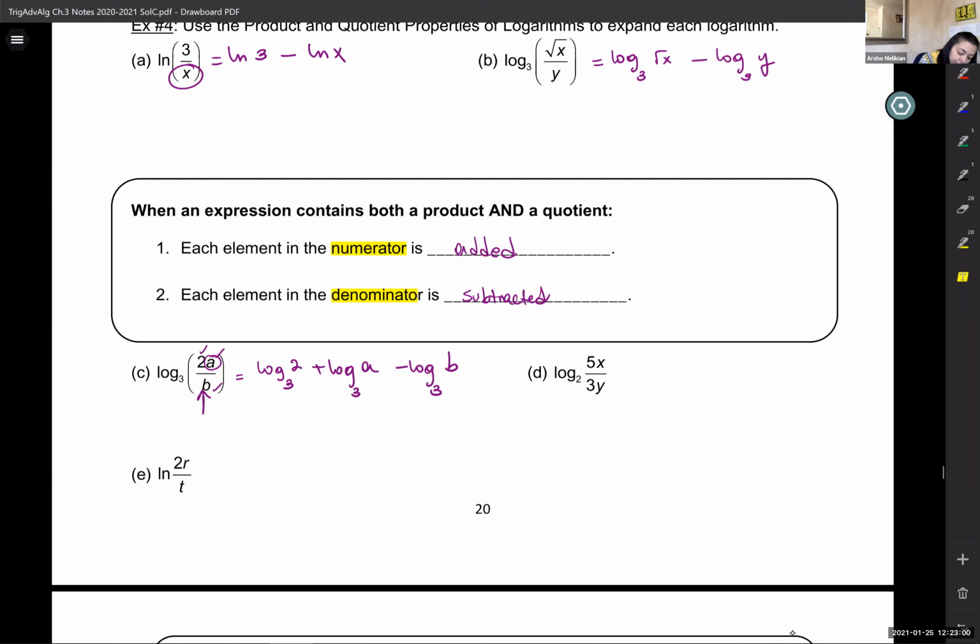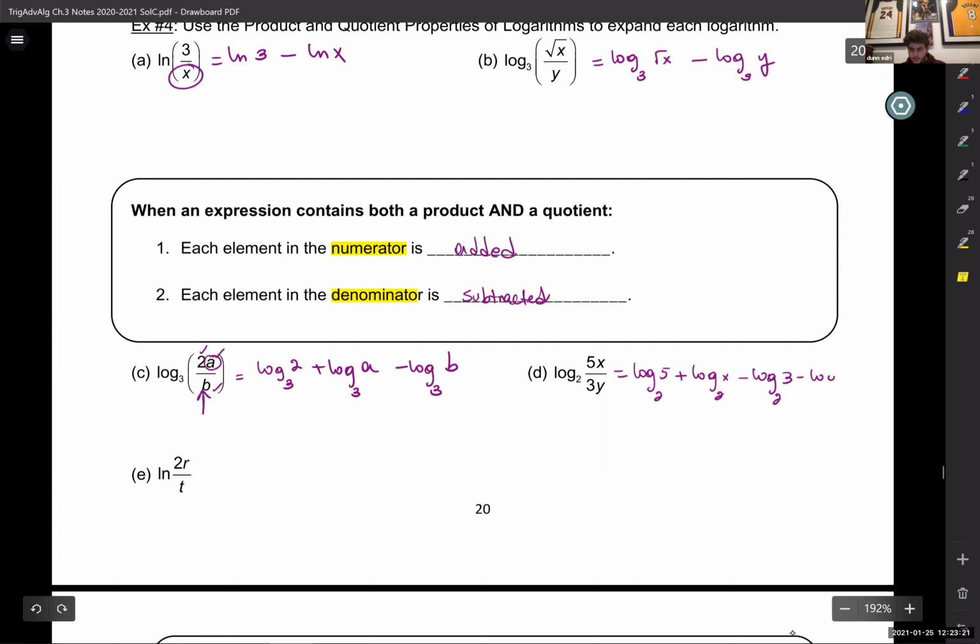All right. Does somebody want to tell me the next one? Volunteer for the next one? Go ahead. Log base 2 5 plus log base 2 x minus log base 2 3 minus log base 2 y. Fabulous. Okay?